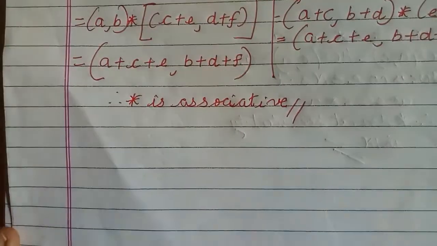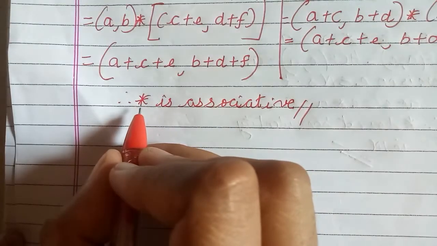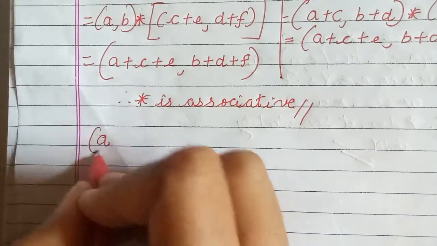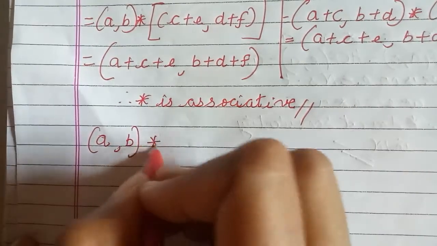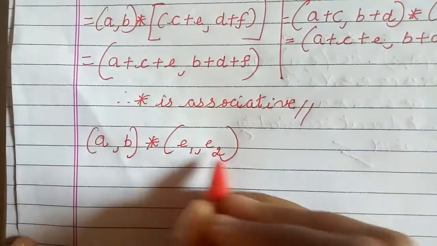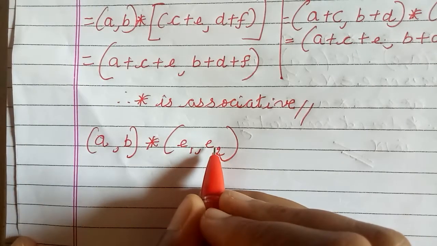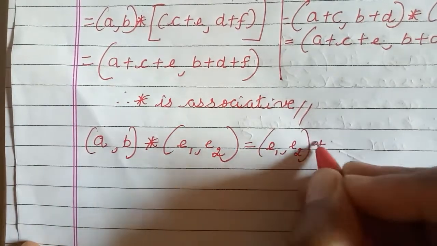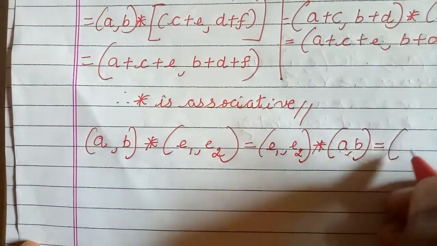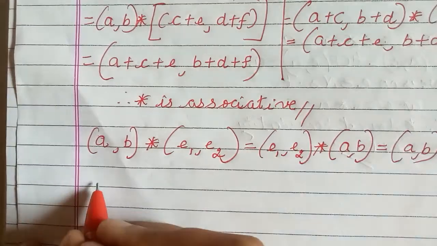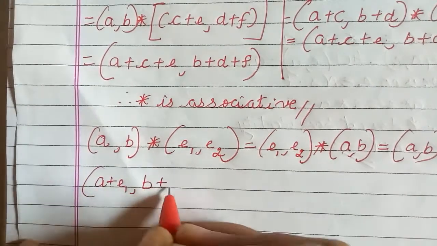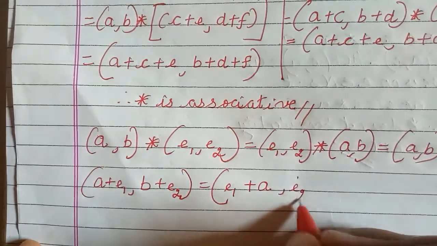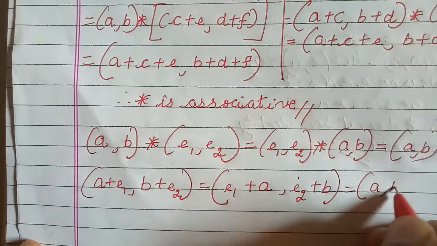Okay. Now we have to check whether star has an identity element under the set A, which is N cross N. So let me start with (a, b) star (e1, e2). Now I have written two e's, why? Because my set is A cross A. So this should be the same as (e1, e2) star (a, b), and this should give me back (a, b). So what does this mean by definition? (a plus e1, b plus e2), same as (e1 plus a, e2 plus b), is equal to (a, b).